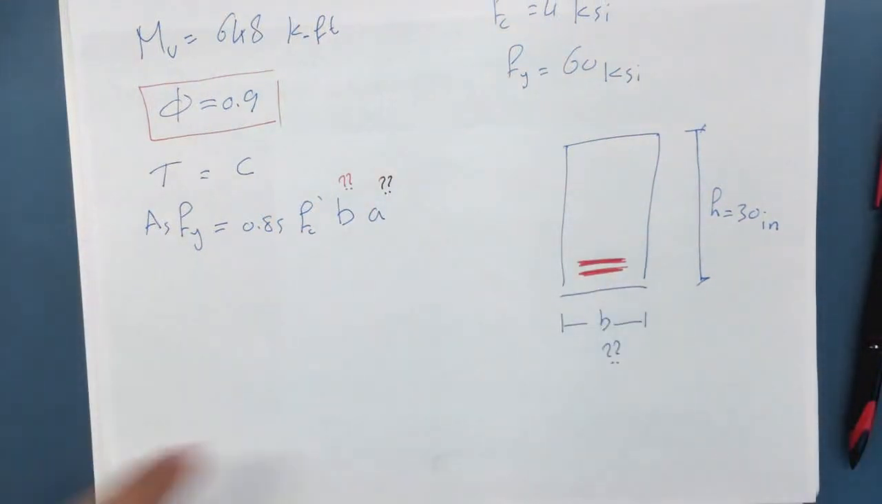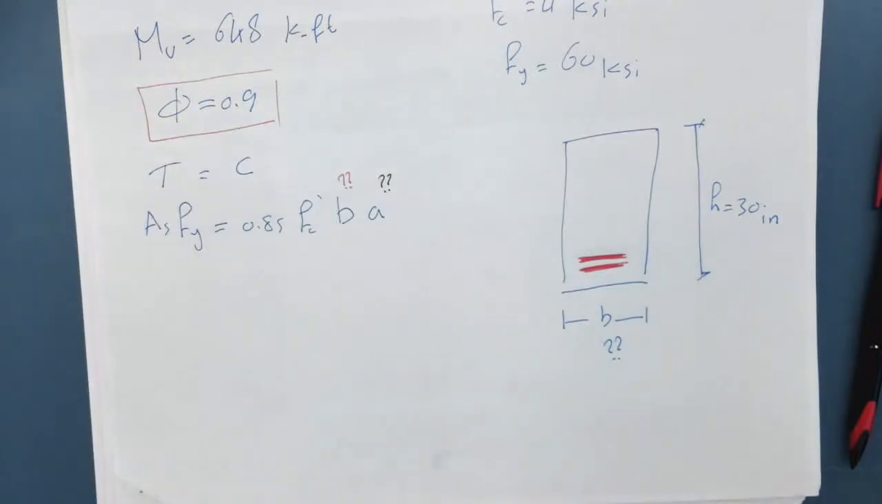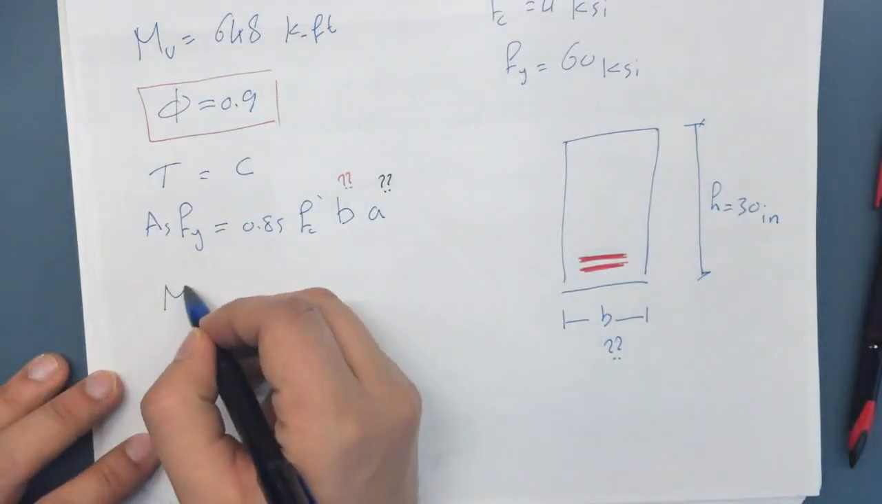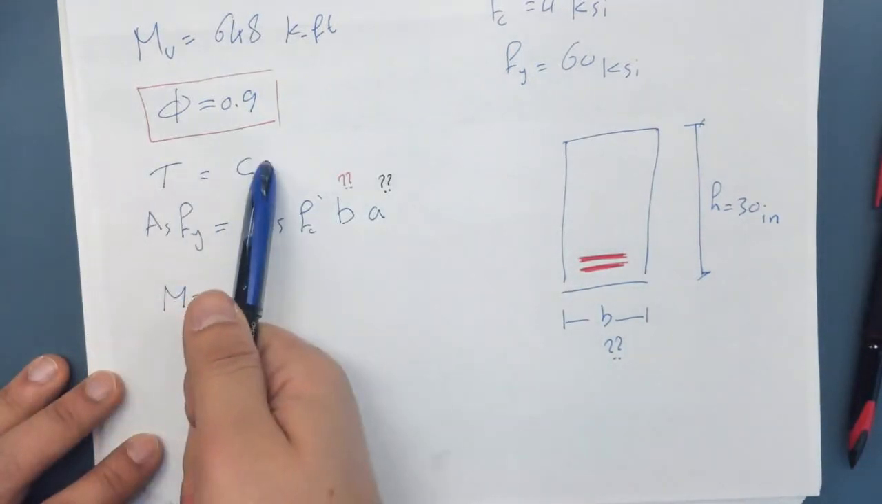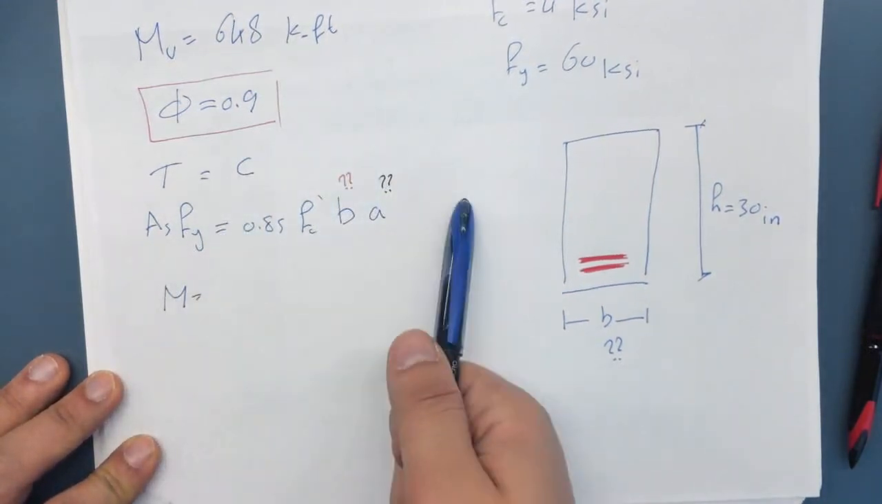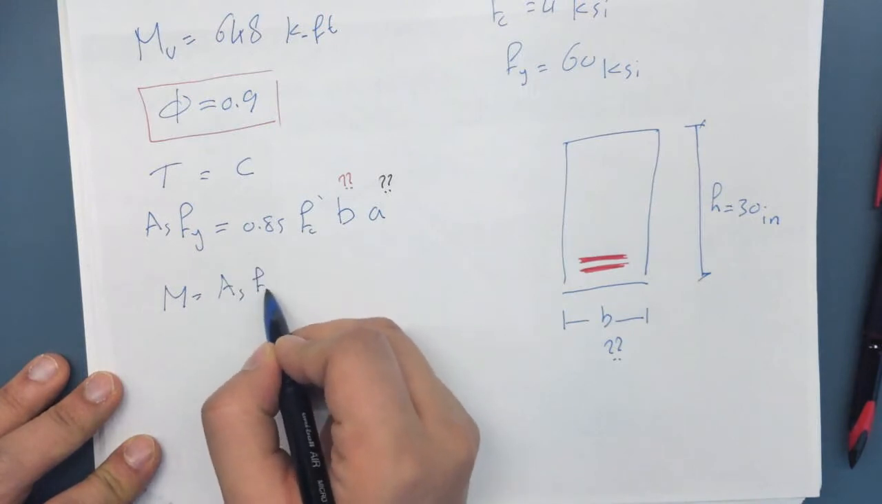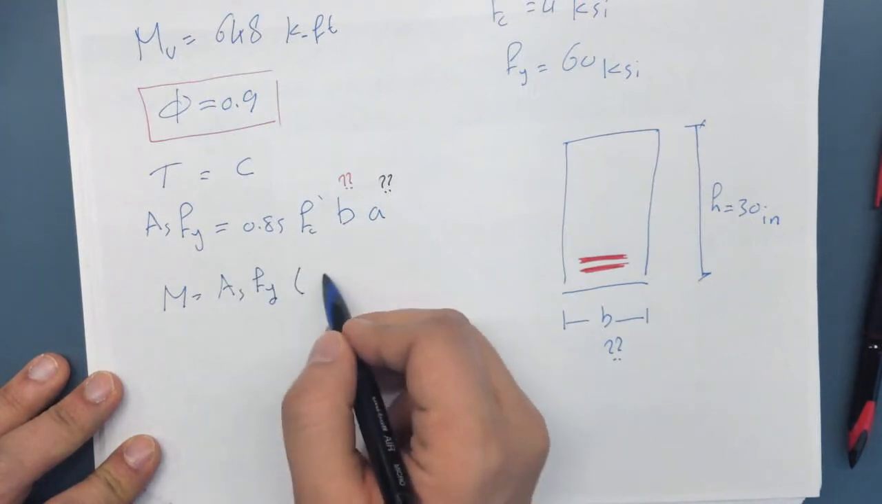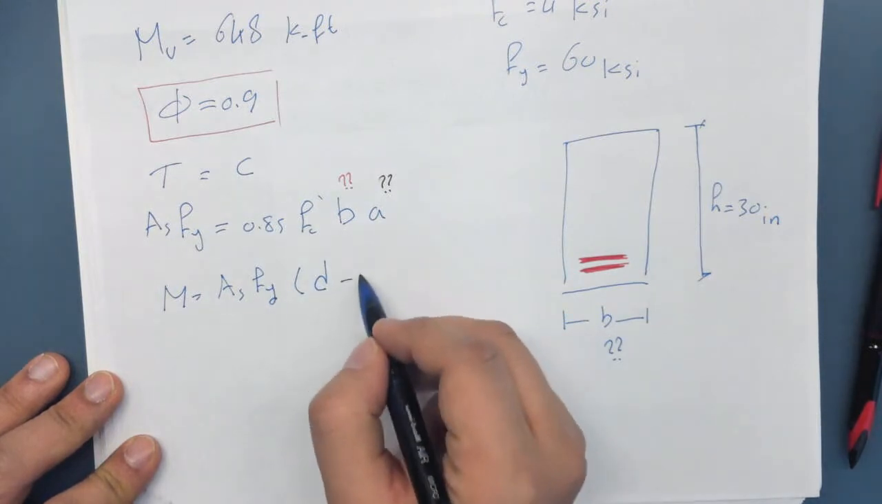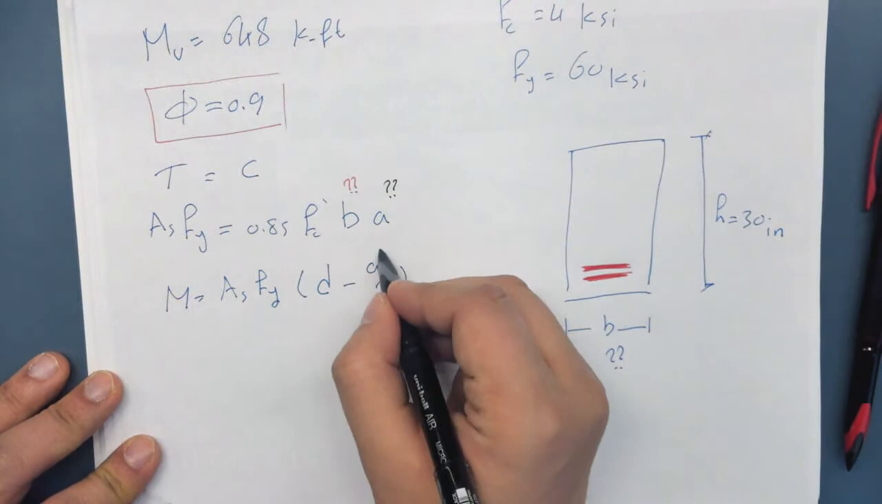But we have another equation, which is the equation of the moment in this case. This one. So the moment is equal to either the tension or the compression. I usually like to use the tension since it doesn't involve all of the unknowns that we have. So it's going to be AS that we know, F yield that we know, multiplied by D that we know, minus A that we don't know over 2. So now you have two equations in two unknowns.